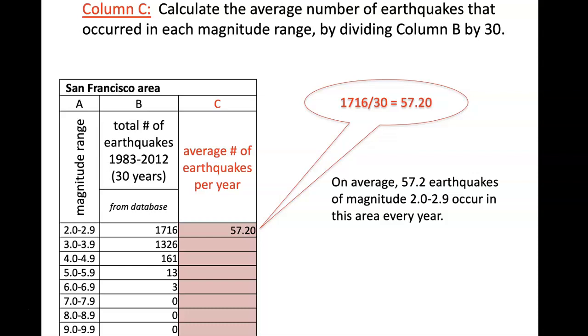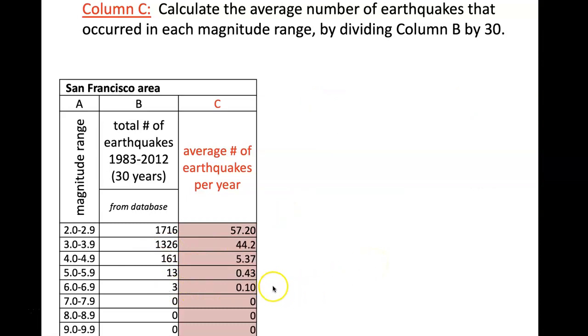So since we looked over 30 years, we're just going to take the number in column B and divide by 30. So 1716 divided by 30 is 57.2. So on average, 57.2 earthquakes of magnitude 2 to 2.9 occur in this area every year. So now go ahead and pause the video and do that for the next several that have a number associated with them. And you found these values. Now, of course, 0 divided by 30 is 0. So the average number of earthquakes per year of a 7 to 7.9 is 0.